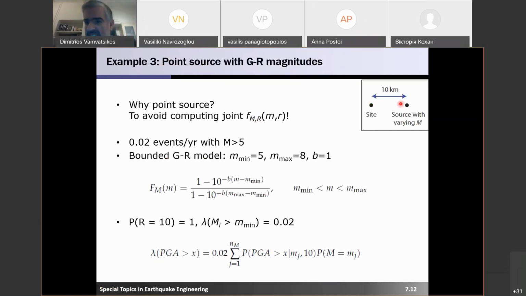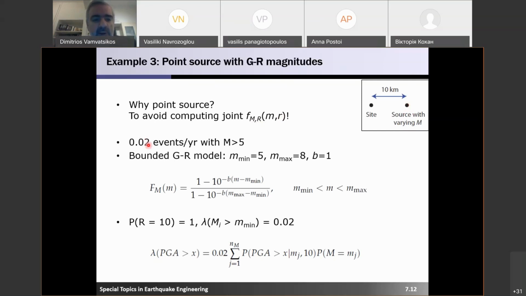So again, it looks like fault A, 10 kilometers away. It's just a point source with a varying magnitude. Remember before that I actually had a fault. Now it's a point source. Why a point source? That's a trick to avoid computing the joint distribution of magnitude and distance. By keeping it as a point source, I don't need to work with the other stuff. I can separate magnitude and distance.